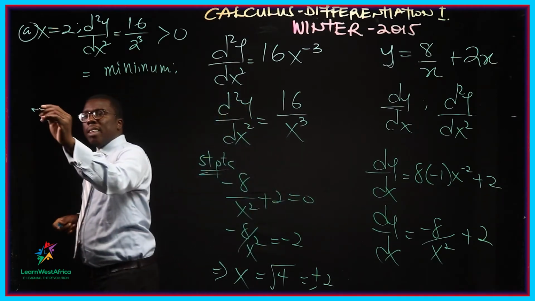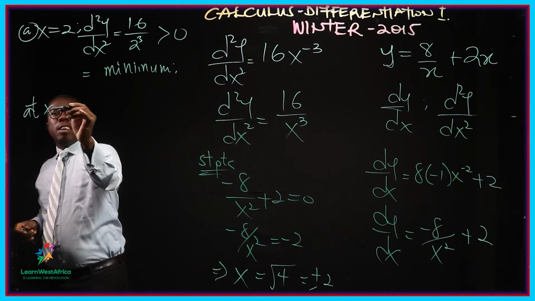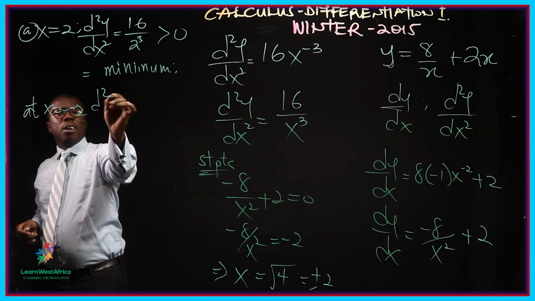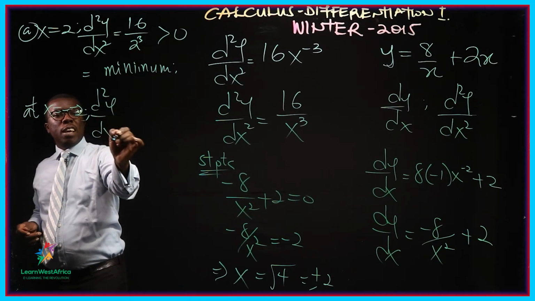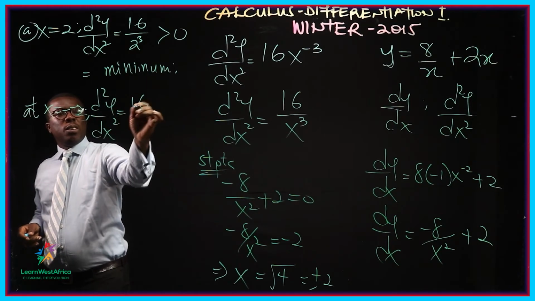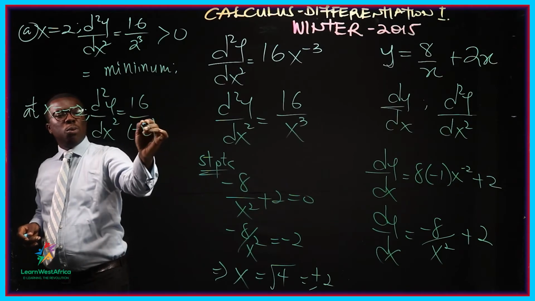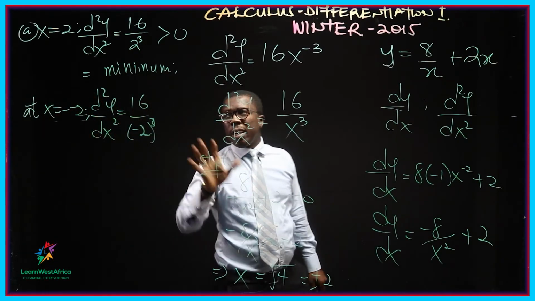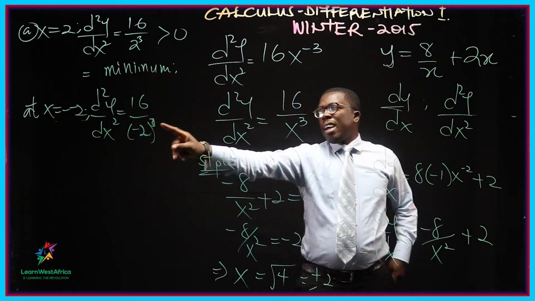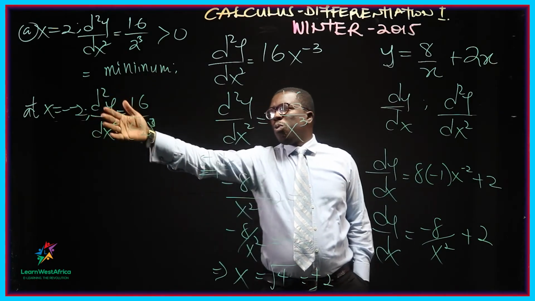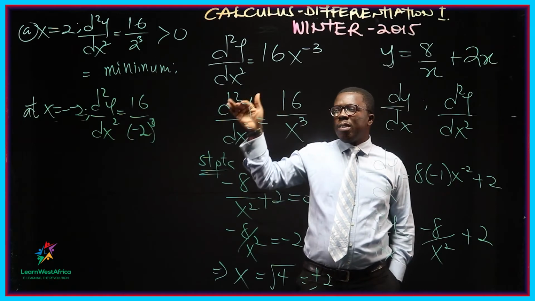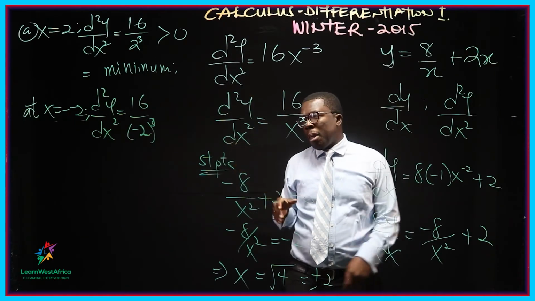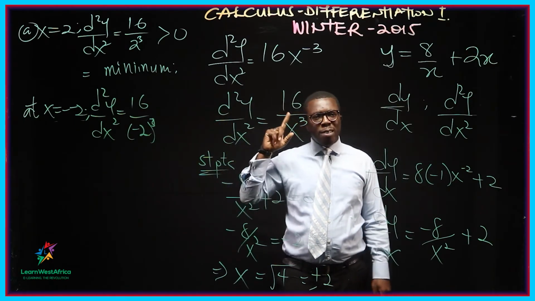All right, so at x equals -2, we are going to have our d2y over dx2 being equal to 16 over -2 cubed. Now watch that a second. Have you seen it? At x equal to -2, your d2y over dx2 is going to give you 16 over -2 cubed. Now when you work that out, you're going to have a negative answer.